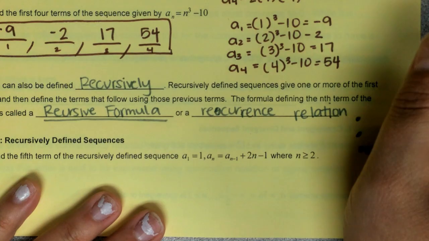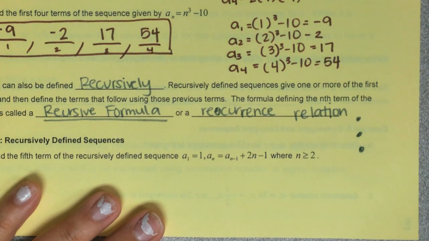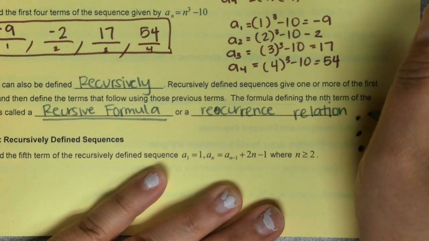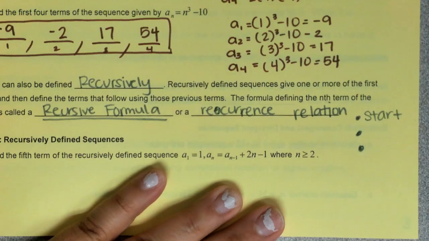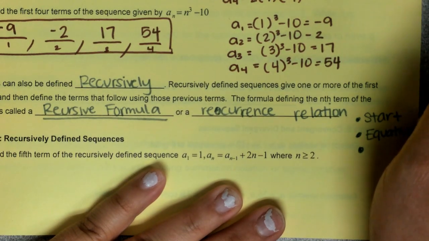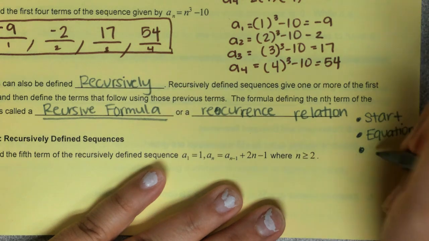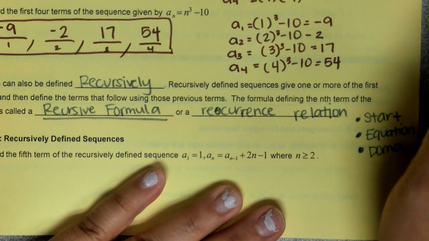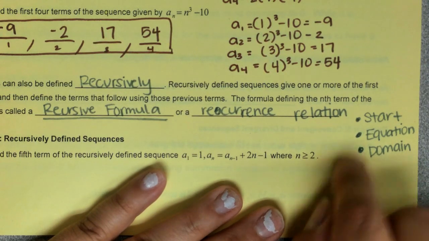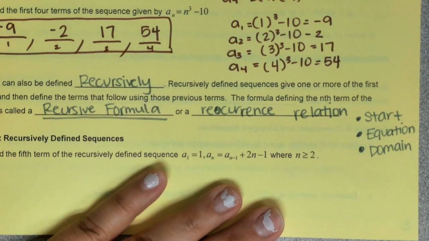A recursive formula requires 3 things. Before that, what does the word recursive mean? To go backwards, exactly. So you are going to have to use the term before it, backwards, in order to find the next one. So you need to know where to start. You need to know an equation and you need to know a domain. Every recursive formula has all three of these things. If you're missing one of them, you don't have the formula.